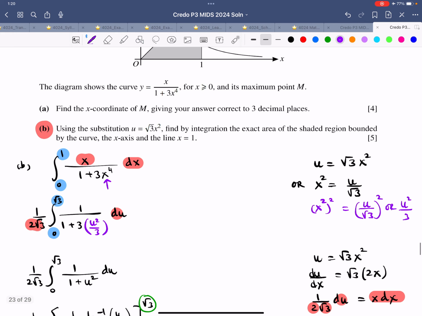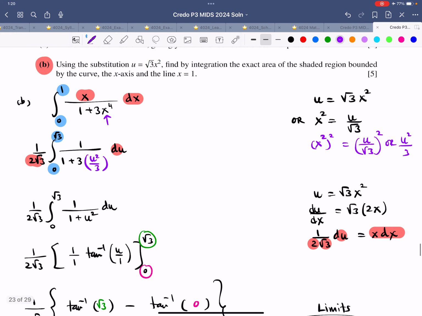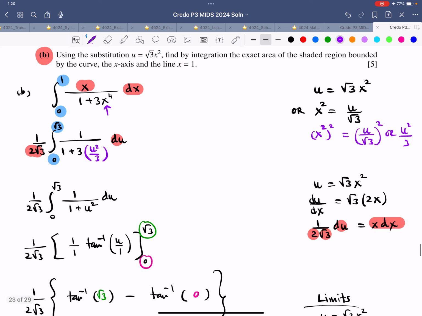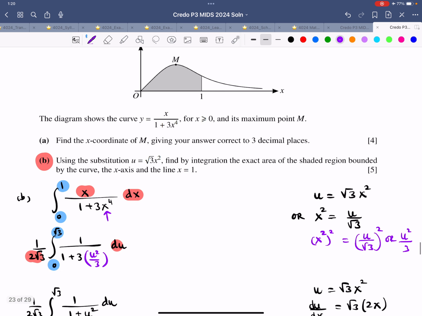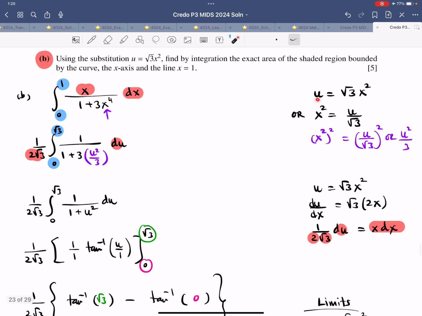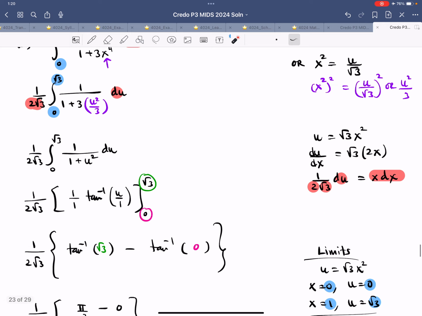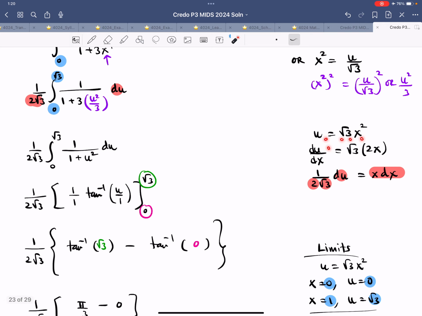And the second part. Using the substitution, find by integration the exact area of the shaded region bounded by the curve, the x-axis, and the line x equals 1. This is the curve, this is the x-axis, and the limits are 0 and 1. First of all, u is root 3 x squared. I can make x squared the subject, that's u over root 3. Ignore this for right now. U is root 3 x squared, I differentiate.